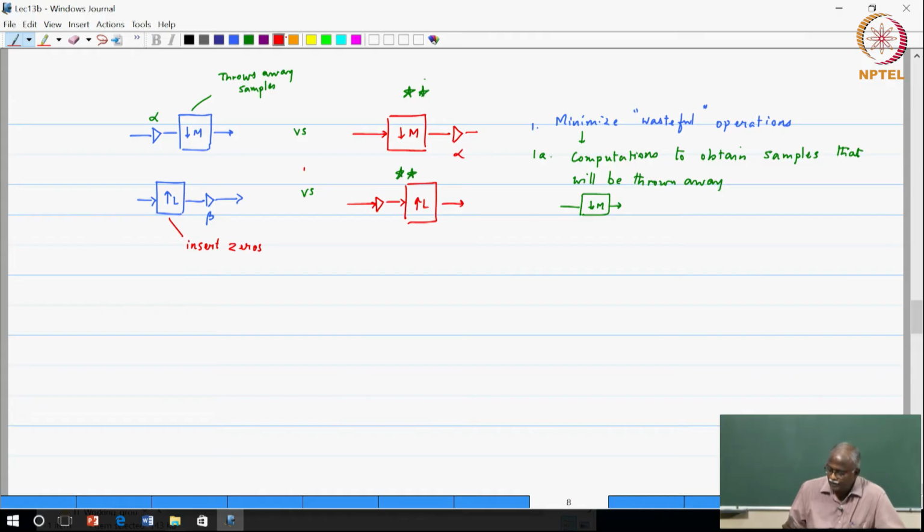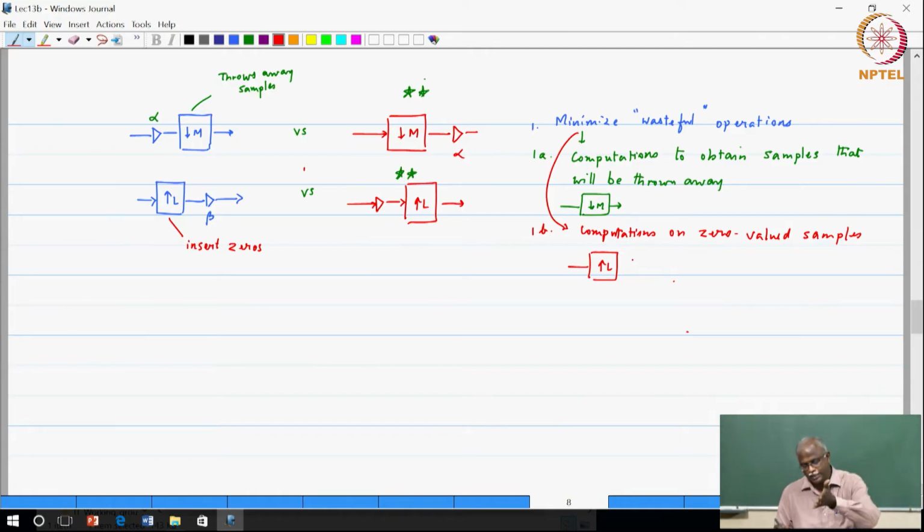Okay. Then 1B will be to avoid, minimize computations on zero valued samples. This basically is another way of saying what I had already mentioned. For a downsampler, try to do the downsampling as early as possible, and then the processing. For the upsampler, do the processing first and then the upsampling process. So, that way you will satisfy 1A and 1B, and that will give us an overall efficient implementation.